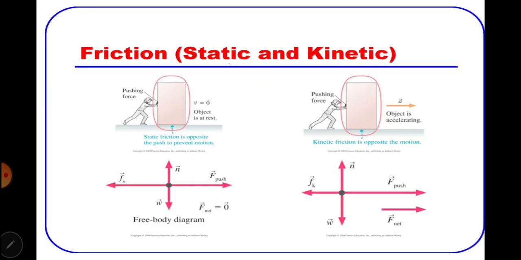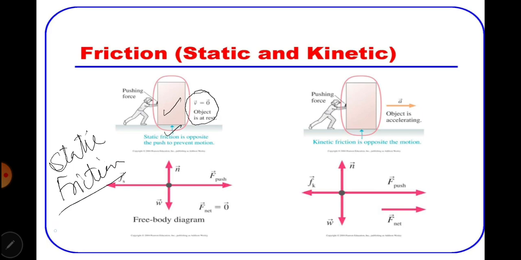Now, static and kinetic friction. These are examples of static friction and kinetic friction. Here the body is at rest, so the force of friction between this body and the earth surface is static friction. Here the body is moving with an acceleration a, so the force of friction is kinetic.